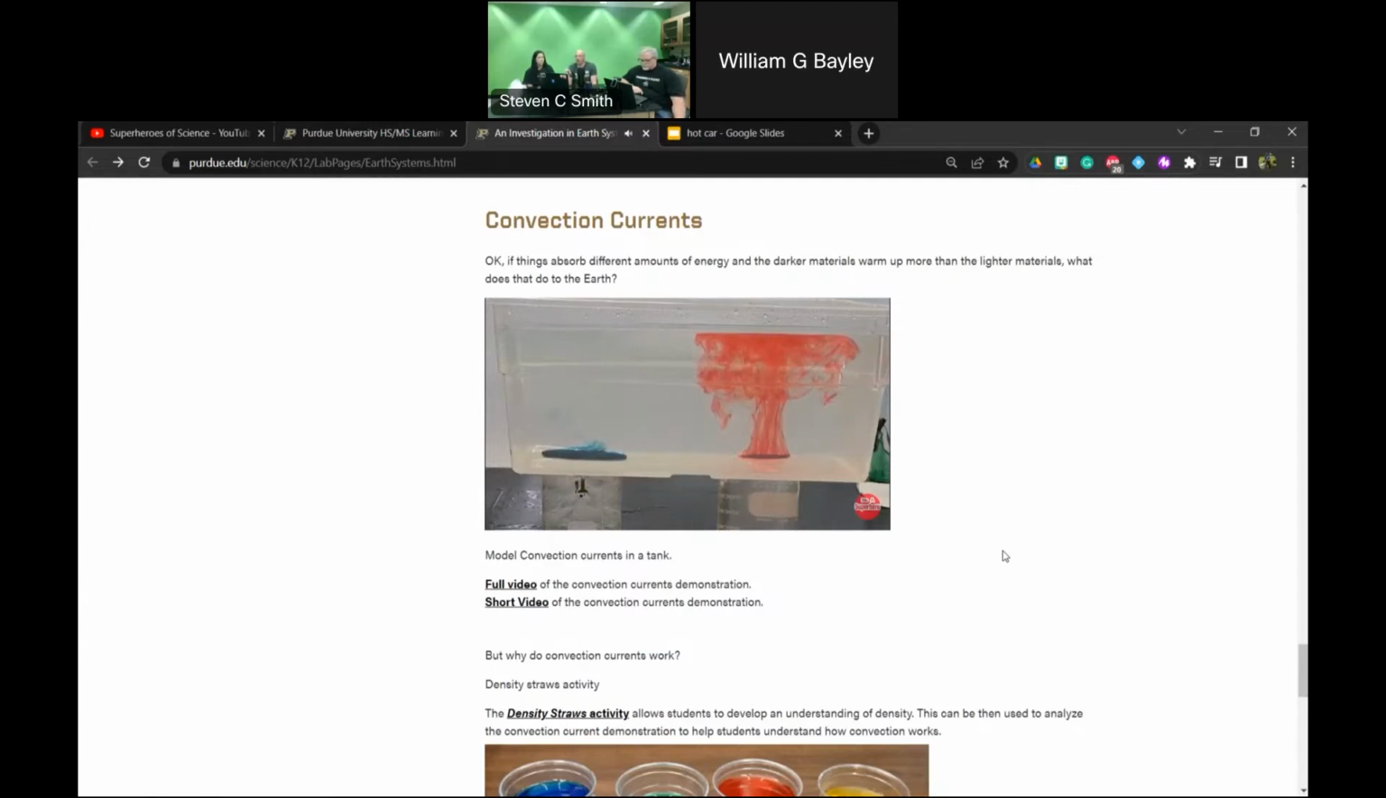But you can see how fast this is working. And you see the blue, it's just sitting there, not wanting to move. It doesn't have the energy, where that hot water has so much energy, and then it's just rising. So this is, in my opinion, the best way for convection currents. You can do this in groups. You can have students do this.